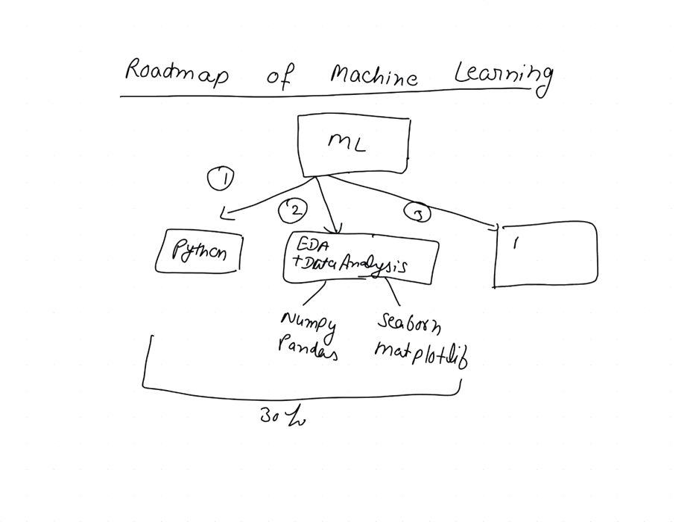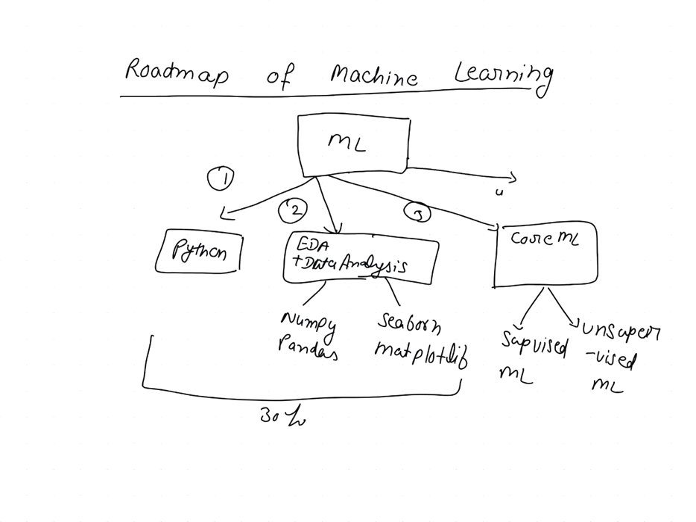machine learning. We can call it core machine learning. This is core machine learning which you learn. It is divided into two parts actually: supervised machine learning and unsupervised machine learning. And after that, the fourth step is you will do the model evaluation.